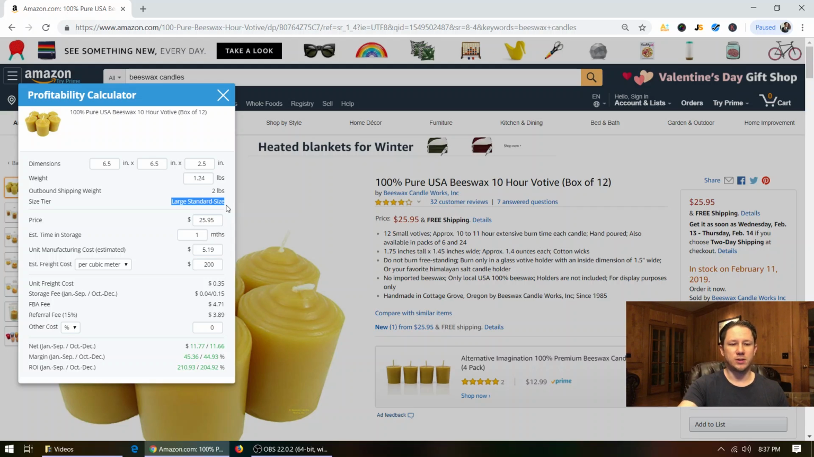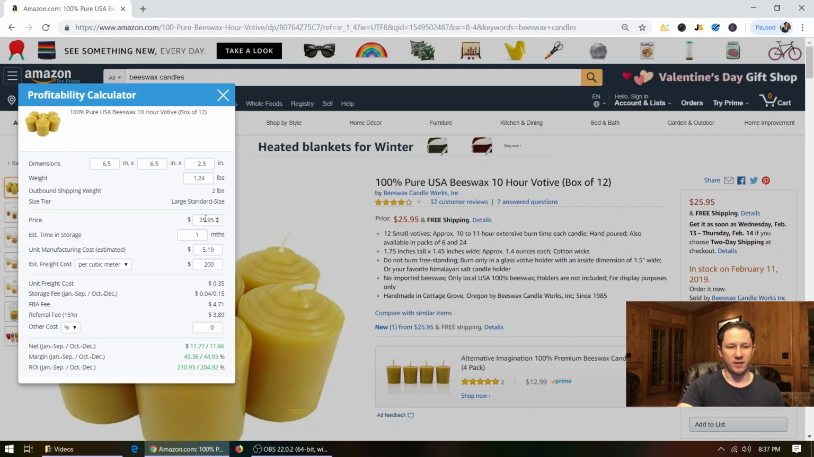The size tier is very important because if you're below this, your fees will get cut in half. And if you're above this, your fees can be 2 to 3 times more for oversized. So it's very important to pay attention to the size tier, because if you source a product and it ends up being oversized, that can really make your fees double or triple. We'll get to that here in a second.